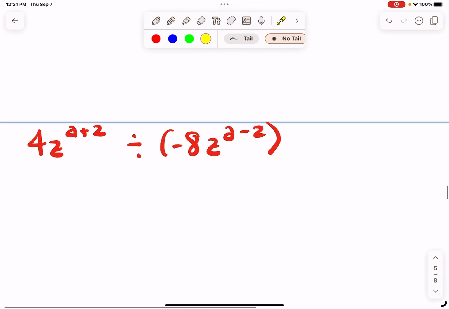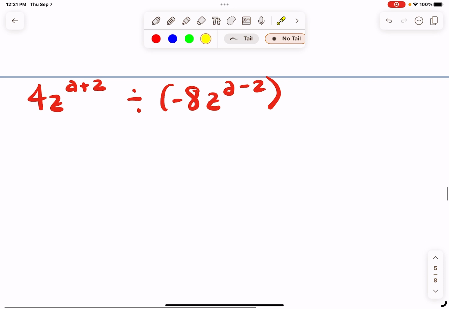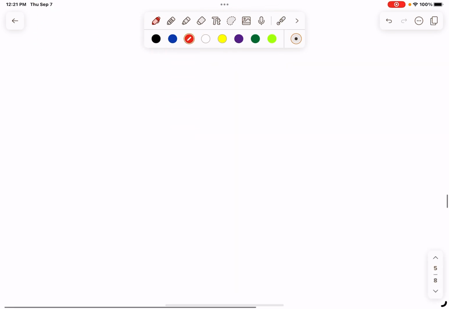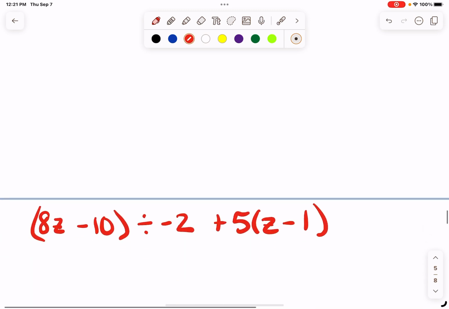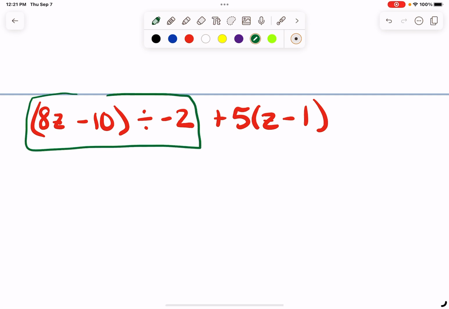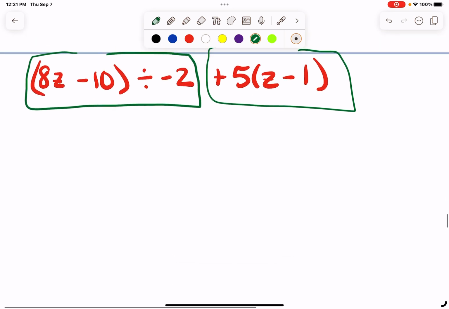Okay, let's look at another one. I took this one off. So this one is skip 2. I think there's 3 that I did that on. Okay, on this one, there are almost 2 pieces to the problem. There's this part, and then there's this part. So let's break it into 2 pieces. We're going to do this with what we were just doing.